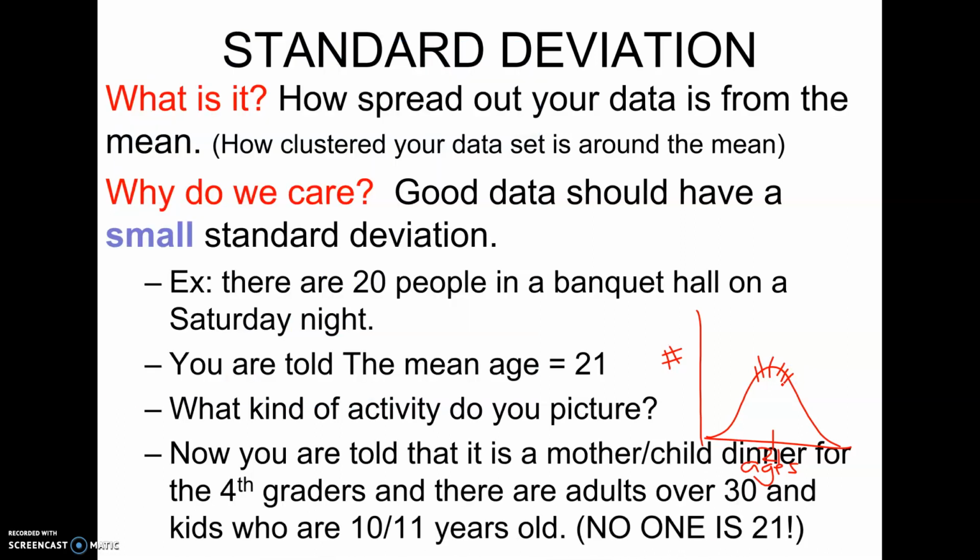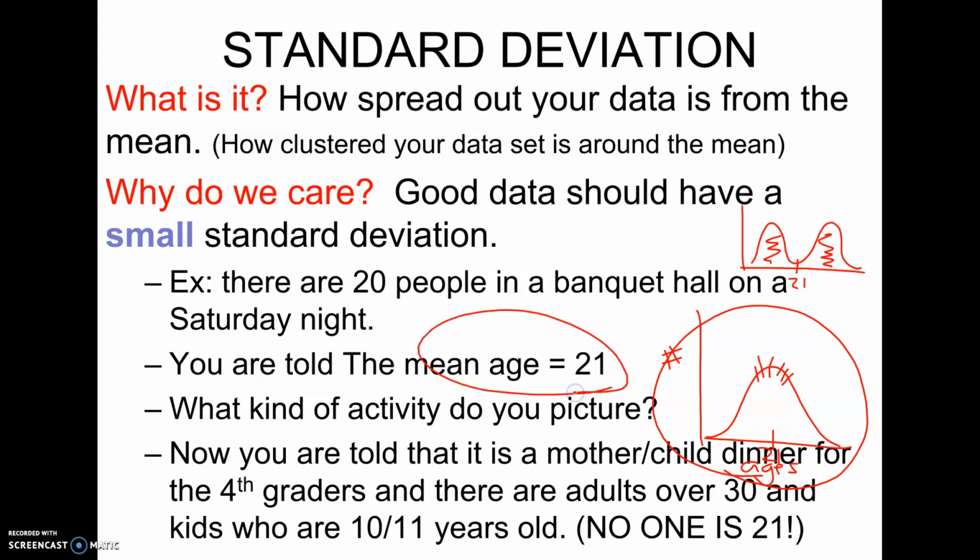But now you find out this. It's actually a mother-child dinner with fourth graders. So you have a bunch of adults that are 30-ish, and a bunch of children who are 10 to 11 years old. Nobody's actually 21. So in your head, you were picturing this graph. But in reality, it's more like this, right? This is 21. Nobody's 21. Everybody's either in their 30s or they're really young. Yet the average age is 21, but nobody's actually 21.